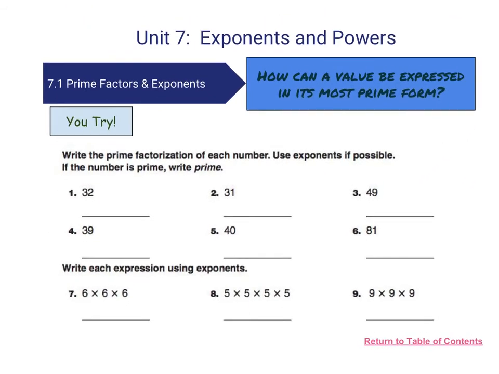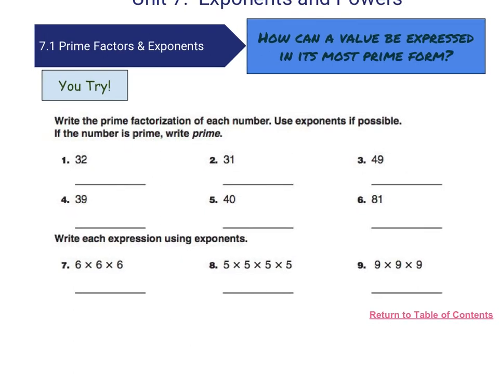All right, so it says you try. So you try writing the prime factorization of each number. Use exponents if possible. If the number is prime, write prime. So I'm going to do a couple of these with you. You can go ahead and do some on your own. I'm going to go ahead with 32 first, and because I told you I like to do the factor hedge, I literally can do this side by side.